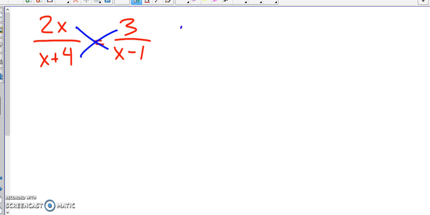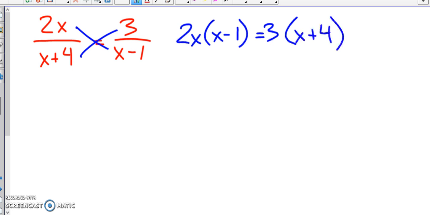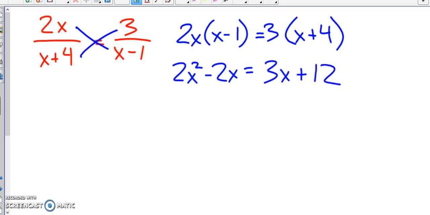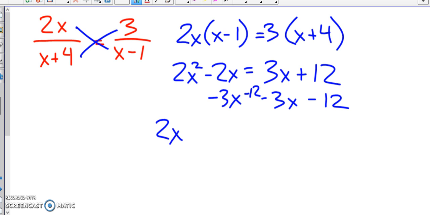So what that means is that 2x times x minus 1 equals 3 times x plus 4. I can go ahead and distribute. So this would be 2x squared minus 2x equals 3x plus 12. I can move the 3x and the 12. And I get 2x squared minus 5x minus 12 equals 0.